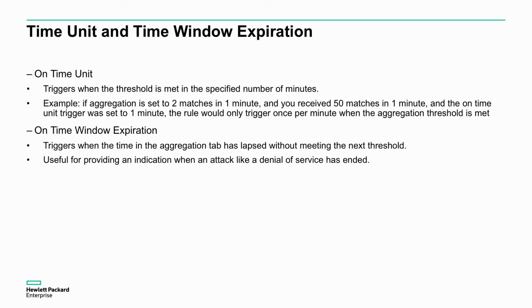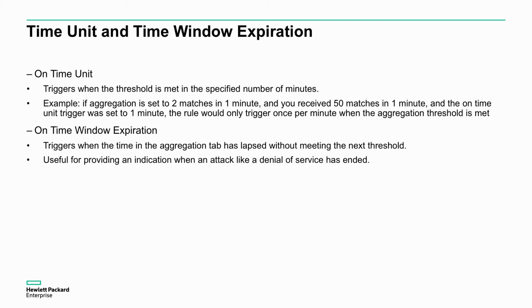Just a little bit about time unit and time window expiration as well. Time unit allows us to set if something is met within a specific number of minutes. So, for example, if aggregation is set to 2 matches within 1 minute, and you receive 50 matches in 1 minute, with the time unit trigger set to 1 minute, the rule would only trigger once in that 1 minute. This is a really good way of eliminating a massive number of hits in that kind of scenario, and you just have one match within that particular time unit.